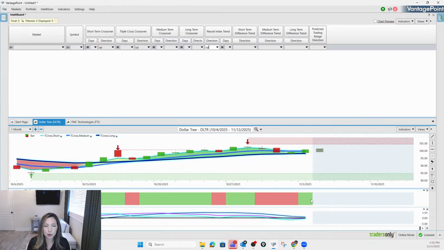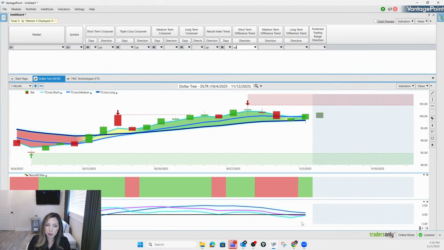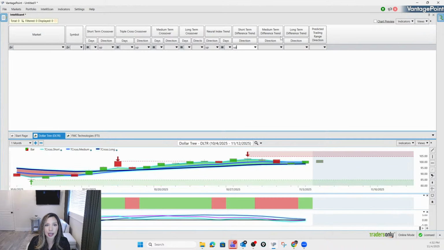Let the software do the work, right? That's what you were asking for, Ray, and this is what you're getting. So we're going to set that short-term difference trend to go up as well, because we would certainly want that short-term difference trend to be traveling to the upside. Now, if you want some additional confirmation, you could set the medium and the long term to be going up as well, also with that predictive trading range.